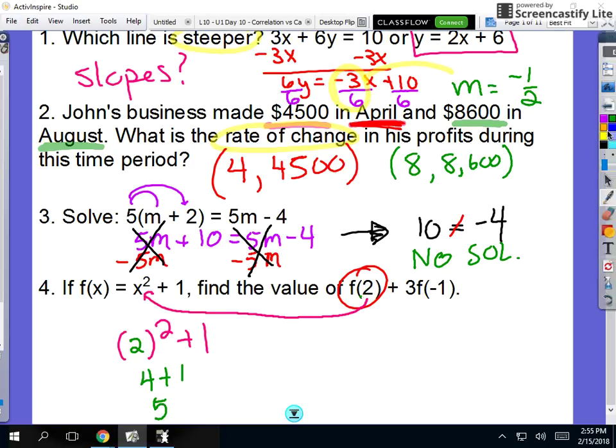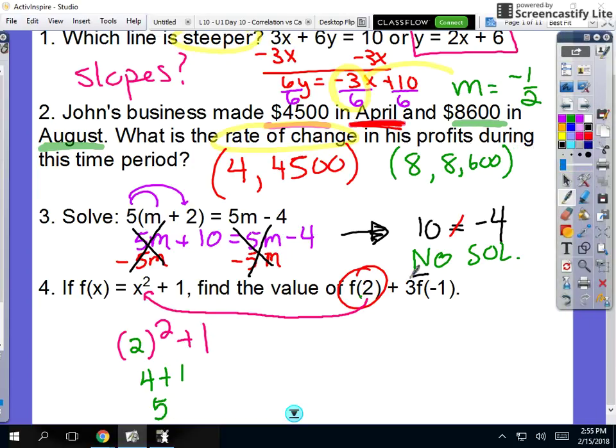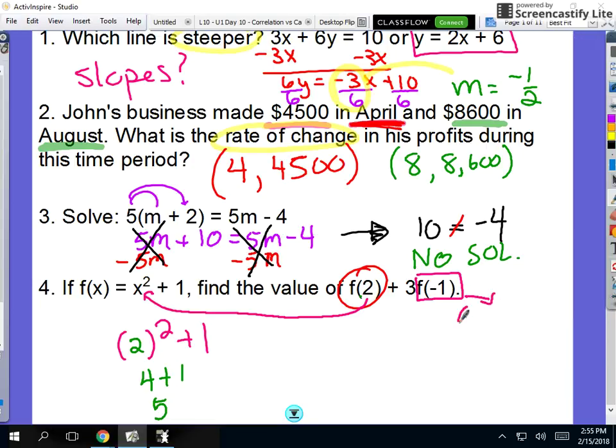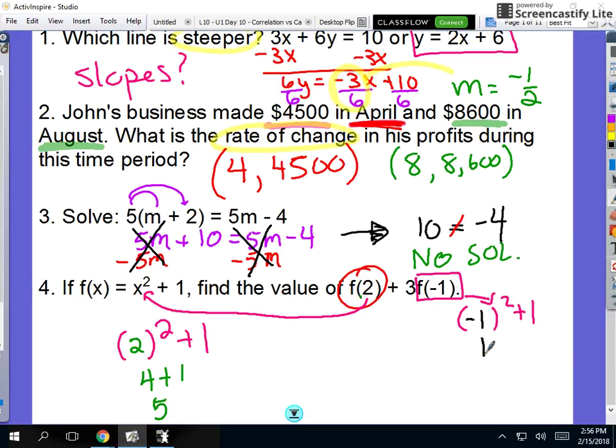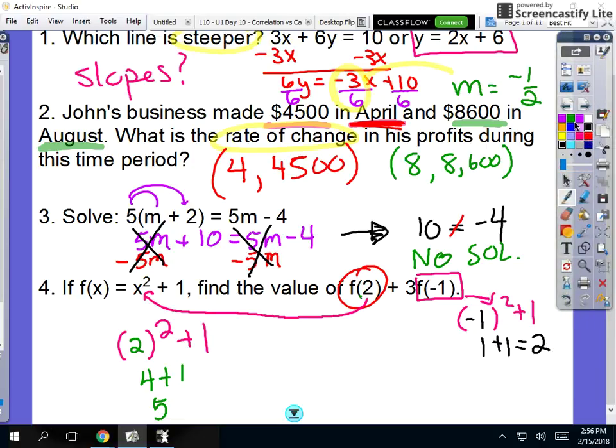Let's do the same thing over here on the right-hand side, okay? Except this time, ignore the 3 and just find f of negative 1. So f of negative 1 will be something squared plus 1. We're going to plug in that something this time is negative 1. Negative 1 squared is positive 1 plus 1. So that's 2. Okay? So now bring it all back together.